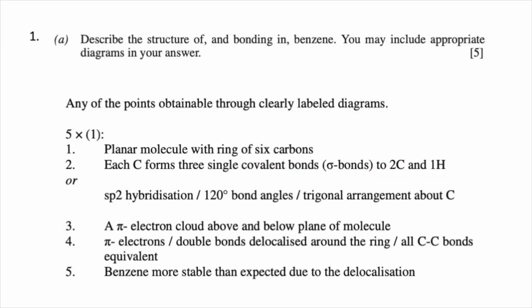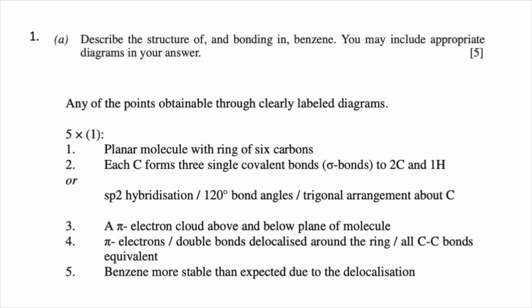So now let's go for the answers to question 1A. So you're asked to describe the structure of and the bonding in benzene, and you may include appropriate diagrams in your answer, and any of the points that I'm going to mention now could be obtained through a clearly labelled diagram. So the first point you need to get across is that benzene has a ring of 6 carbon atoms. It's a planar molecule with a ring of 6 carbons. So you'd get that across from a drawing, or you could put that in prose. You could write that sentence that it's got a ring of 6 carbon atoms. That would get you 1 mark.